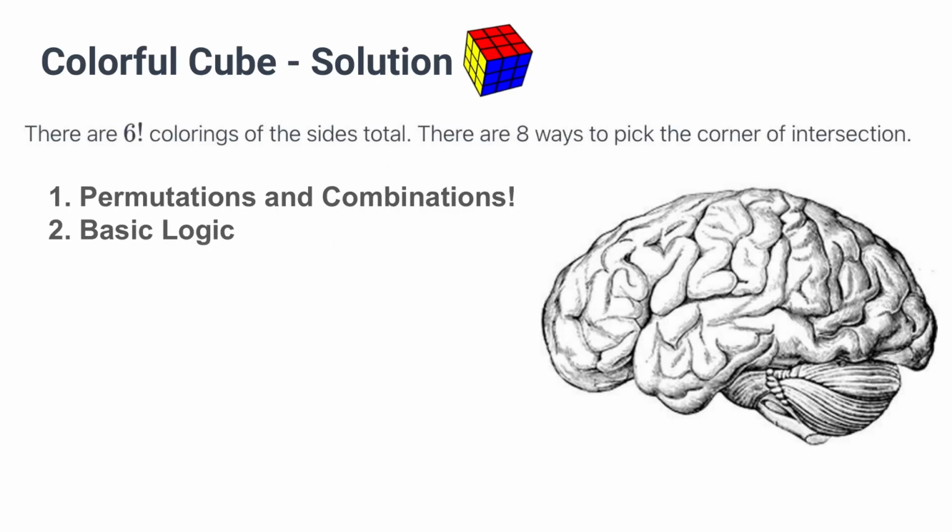Starting with the solution, there are 6 factorial colorings of the sides total, and there are 8 ways to pick the corner of intersection. Now, the first ruling comes from permutations and combinations, and the second comes from basic logic. If you don't know what permutations and combinations are, I'm going to give you a quick overview, but make sure you learn this, as it's one of the fundamentals for your Stats 101 basics.